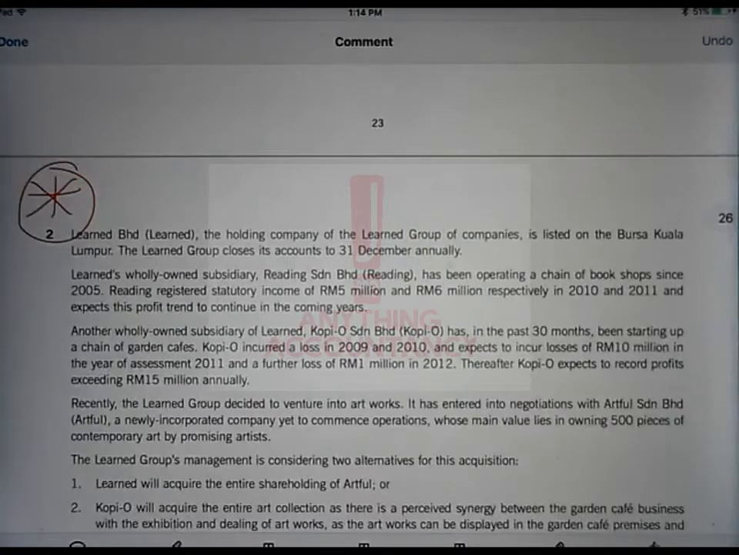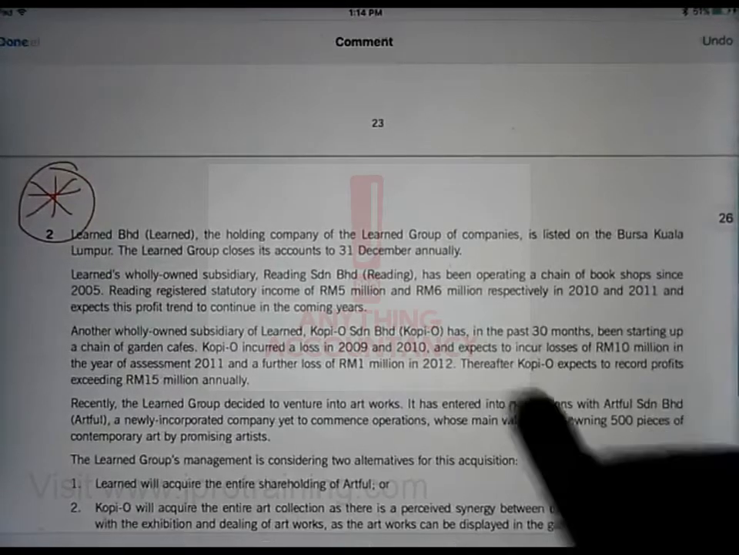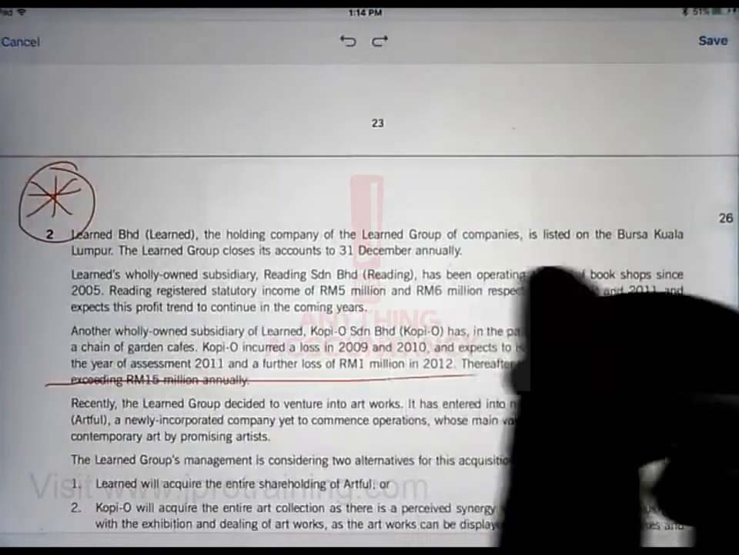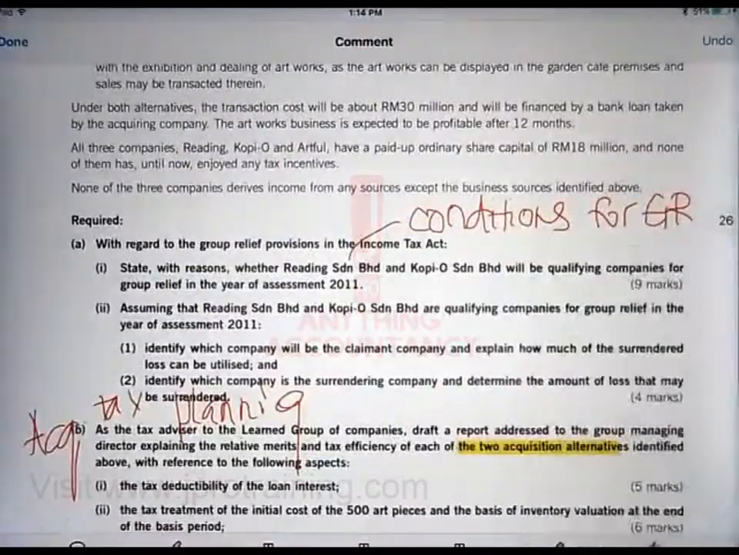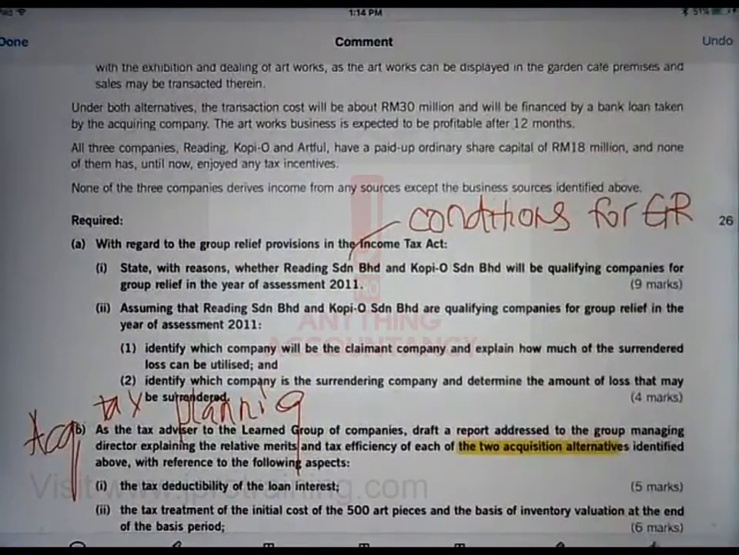Okay. Another wholly owned subsidiary of Learned is Kopios Learned Bhd and has in the past 30 months been starting up a chain of garden cafes. Kopi incurred a loss in 2009 and 2010 and expects to incur a loss of 10 million in the year of assessment 2011 and a further 1 million in 2012. Thereafter, it expects to record profits exceeding 15 million annually. Recently, Learned Group decided, now you can draw a line here. See, that's the basic part for this question. What is this part? This part relates to this part. It's 9 plus 4. Got it?